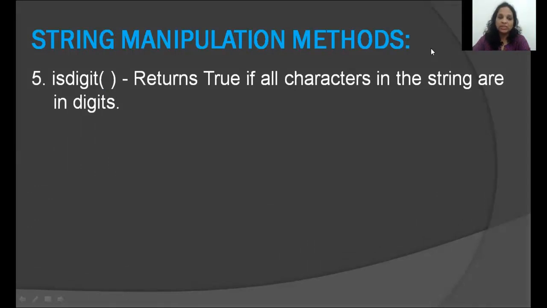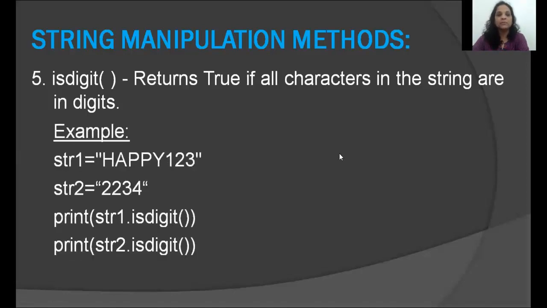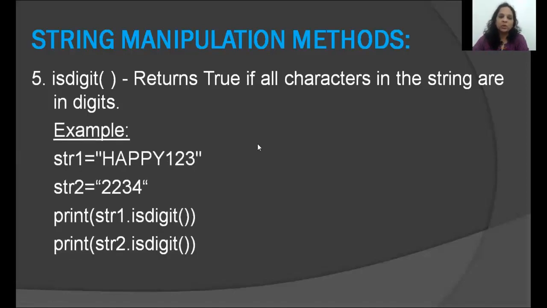Coming to this function, isDigit is going to be returning true if all the characters in your string are digits. If it consists of anything else, it's going to return false. Something similar to isAlpha, but isAlpha was checking if all were alphabets. IsDigit is going to check if all the characters in your string are digits. Okay, so I have str1 with alphabets as well as digits, and I have str2 only with digits. So str1 with the function isDigit is going to give me false, whereas str2 with the function isDigit is going to give me true. Clear?